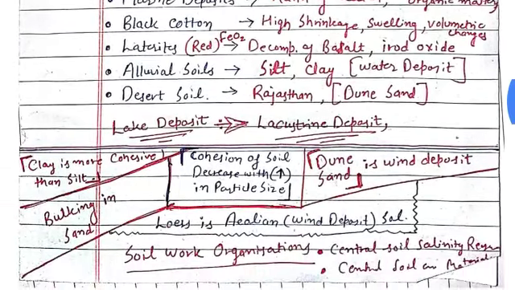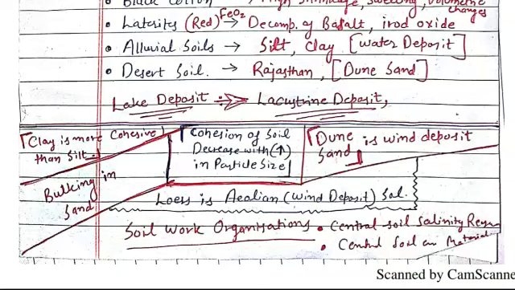And these are short terms. Clay is more cohesive than silt. Very important. Bulking occurs in sand. Next one, cohesion of soil decreases with increase in particle size. Dune sand is wind deposit. Next one, loess is alluvial soil, that is wind deposit.